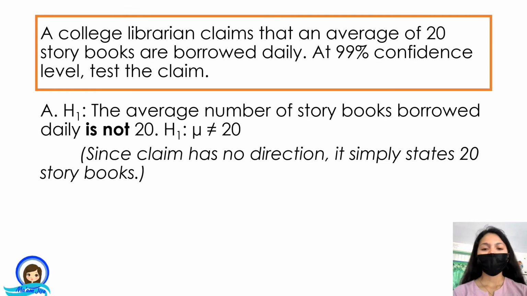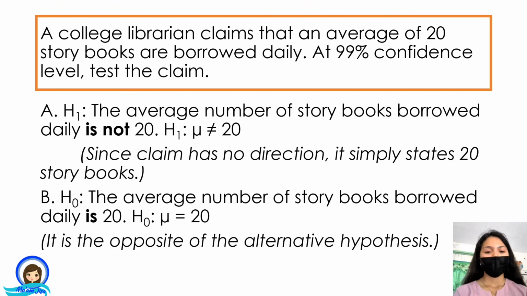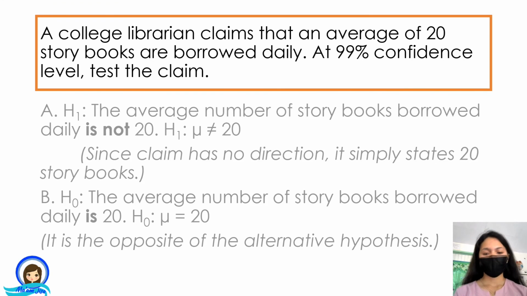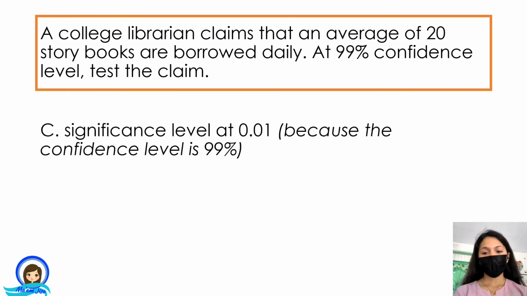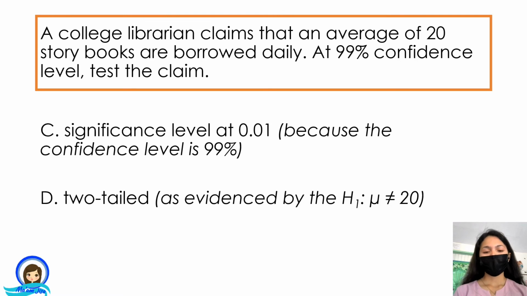Now, you may wonder why we used not equal to? It's because the claim has no direction. It simply states in the problem that there is an average of 20 storybooks borrowed daily. And that is why you just use not equal to. For the null hypothesis, the average number of storybooks borrowed daily is 20, or in symbols, H0: population mean, mu, is equal to 20. So again, it is the opposite of the alternative hypothesis. Significance level is 0.01 because the confidence level is 99% as stated in the problem. While the rejection region is two-tailed, it's because this is evidenced in the alternative hypothesis, H1: mu is not equal to 20.